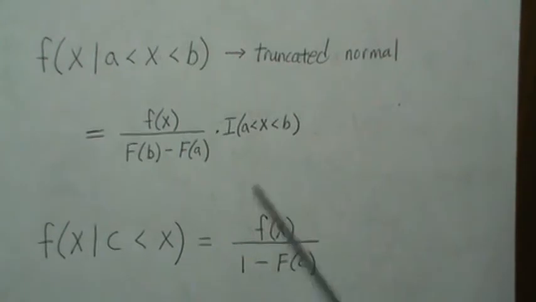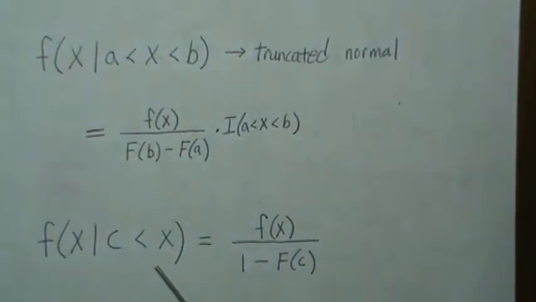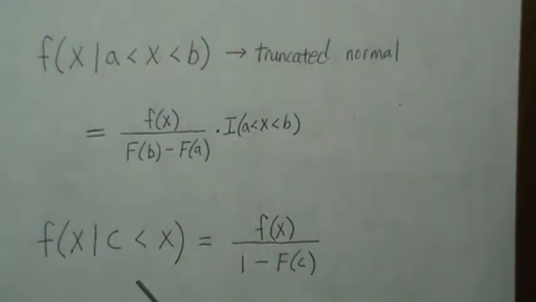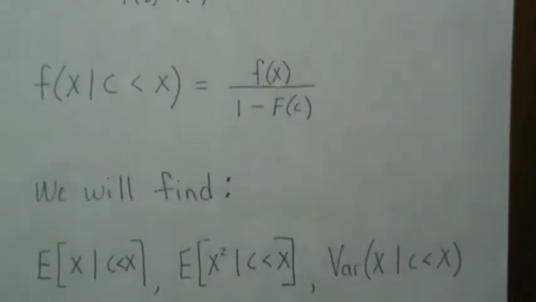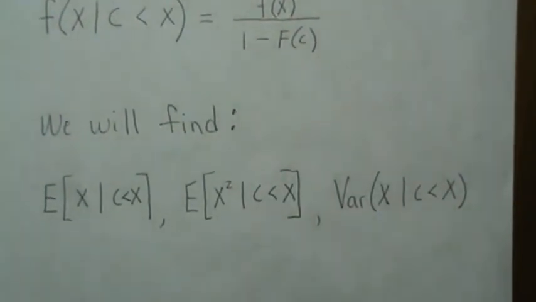We can also have the one-sided truncated, where x is greater than a certain value. And this is the setting that I'm going to show in this video because it's relevant to the video on the EM algorithm that I'm doing. So this is the density for a truncated normal distribution, given that x is greater than c. And so we will find the mean and the variance and the expected value of x squared.